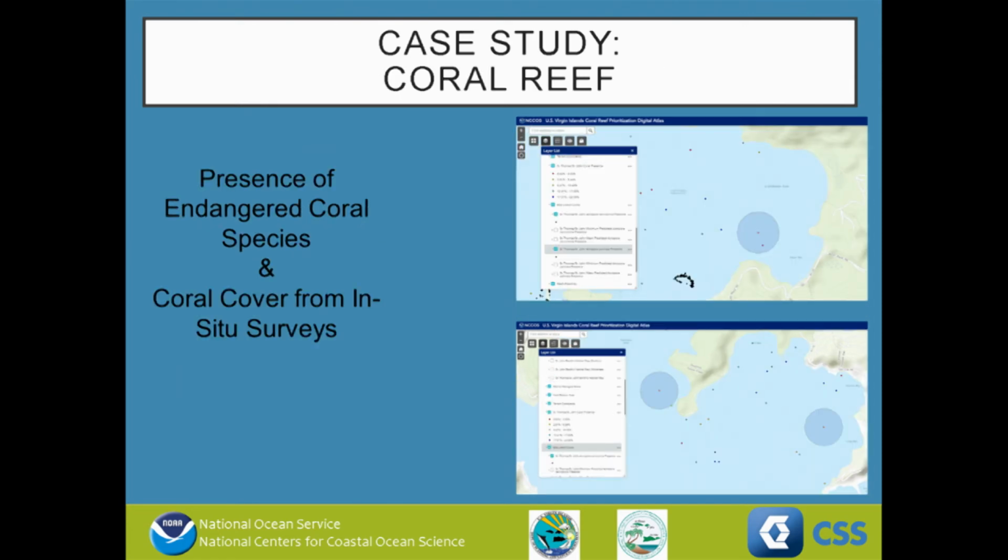Next, we wanted to look for endangered coral species and see what kind of information we had from the local coral cover. We found that both sites had endangered corals, and both sites had some coral cover remaining. None of the coral cover in the Virgin Islands could be described as high anymore, but in general, these were existing, surviving coral ecosystems.